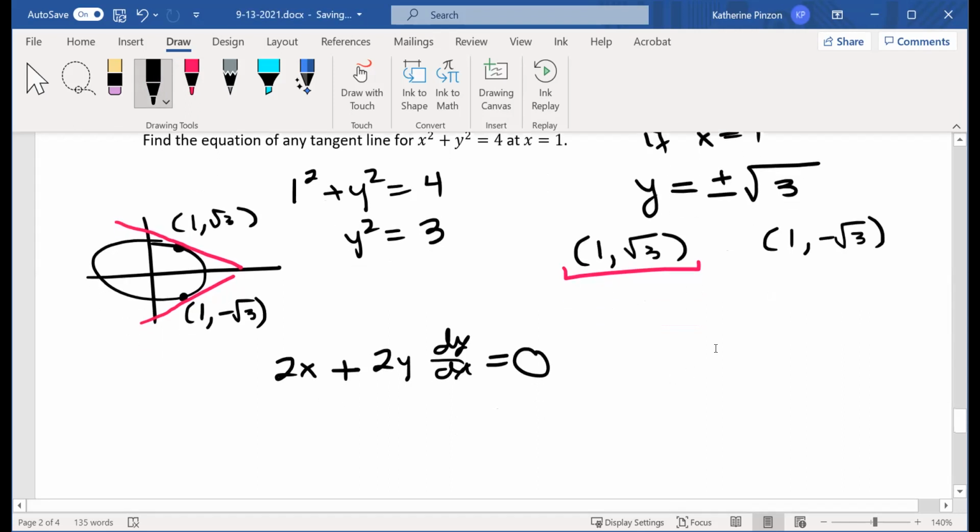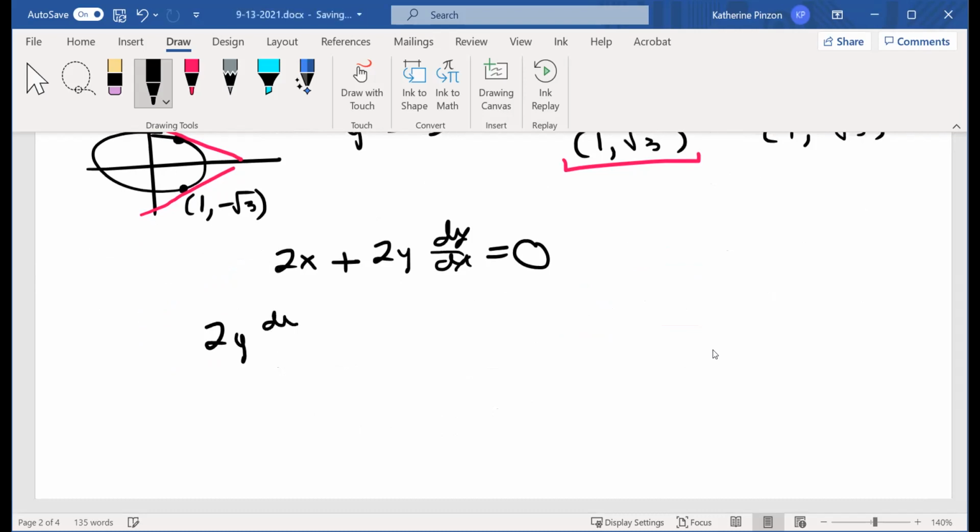Okay, I don't need to find dy dx as a formula, right? I'm just looking for the slope at that particular point. So if you want to, you could solve for dy dx. But you could also just take your point, 1 comma square root 3, plug it in for x and y and get your number for your slope. Doesn't matter.